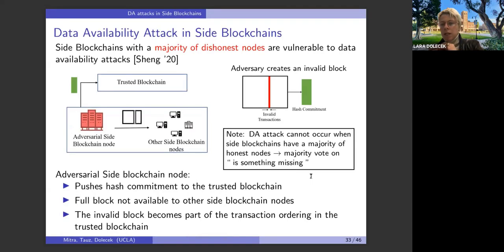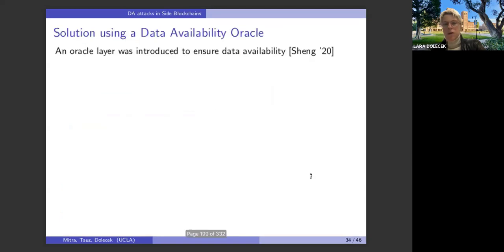We just quickly mentioned that a data availability attack cannot occur when the side blockchains have a majority of honest nodes, because then they can collectively say that something is missing. But because of the situation that we deal with, which is the majority of dishonest nodes, we cannot, in fact, rely on the majority being trustworthy to let us know that something went wrong.